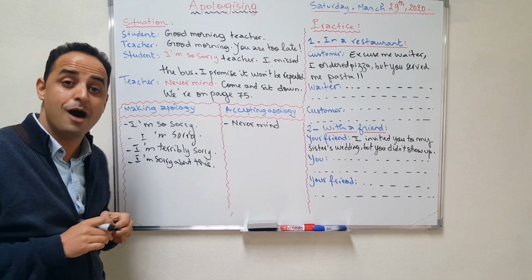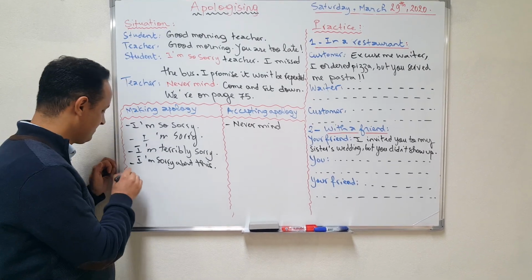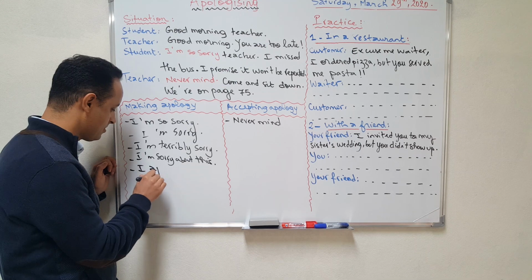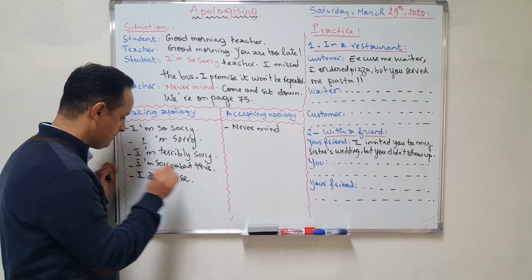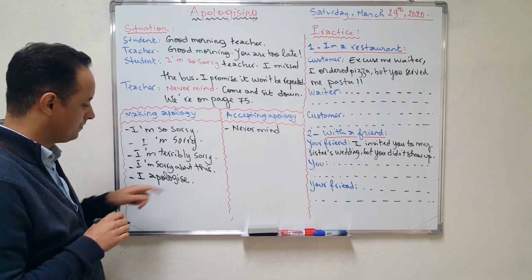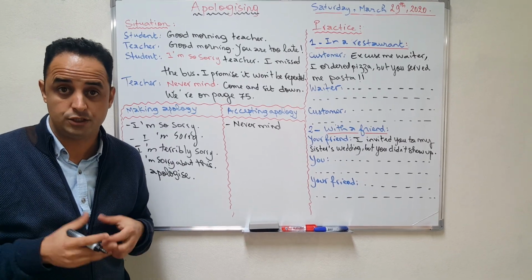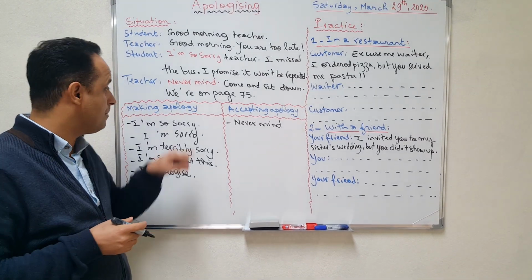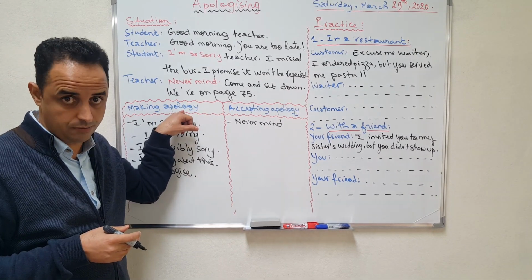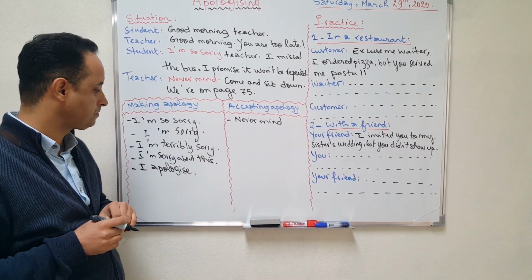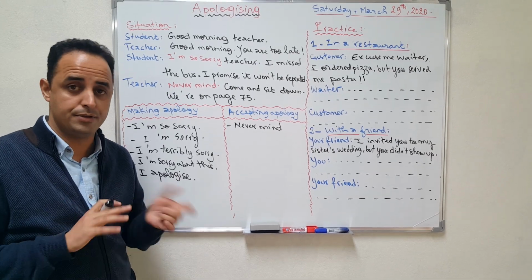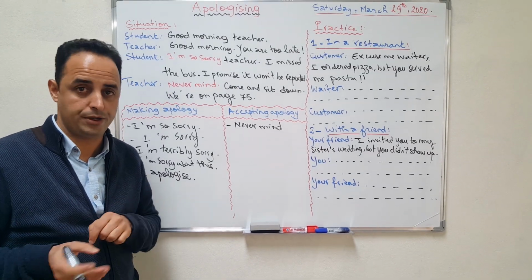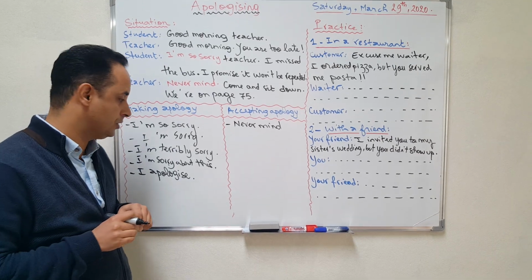Great. I apologize. By the way, apologize is the verb and apology is the noun. It's the difference between the two words. And it's written with S or with Z. It's just a matter of British or American spelling. Don't worry about that too much.